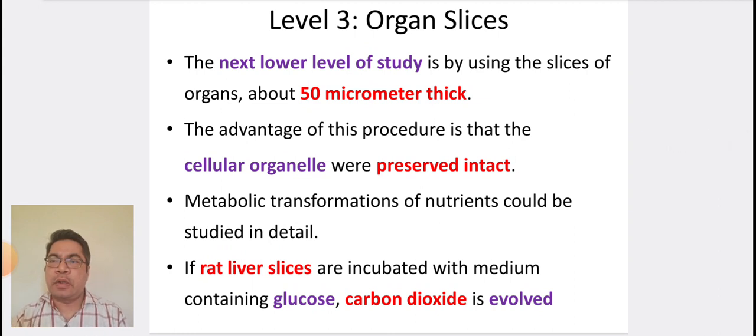Coming to level 3, organ slices. The next lower level of study uses slices of organs about 50 micrometers thick. The advantage of this procedure is that cellular organelles are preserved intact. Metabolic transformations of nutrients can be studied in detail. If rat liver slices are incubated with medium containing glucose, carbon dioxide is evolved.